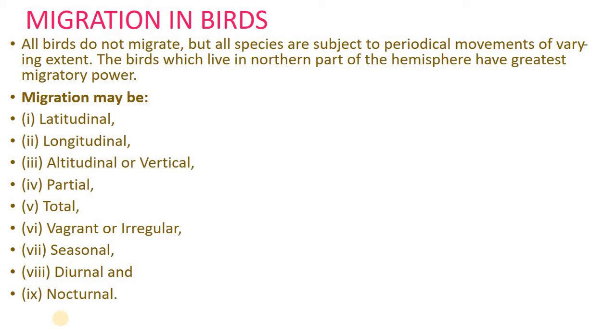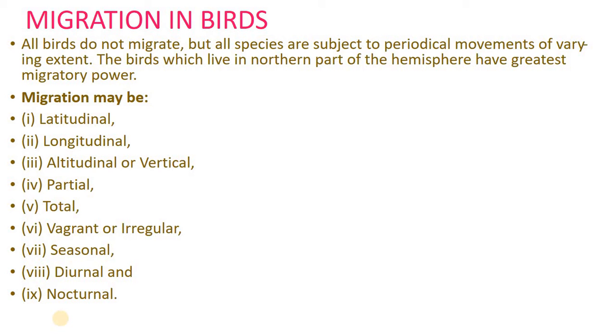Partial migration. See, in partial migration, some members of the birds do not take part in migration. Only a few members take part in the migration. So in a given population of birds, all birds do not migrate. Only some birds migrate and some birds do not migrate. So that is partial migration. Total migration: here all the members of the species take part in the migration. It is called total migration.